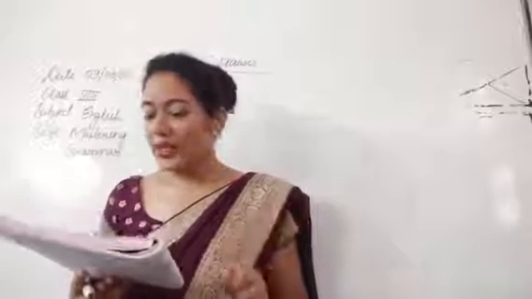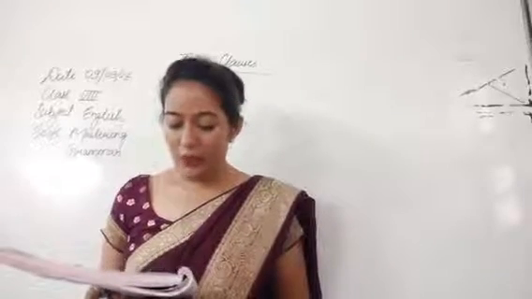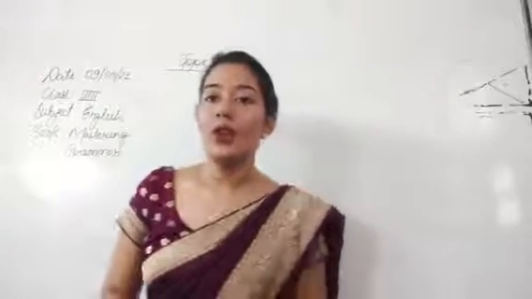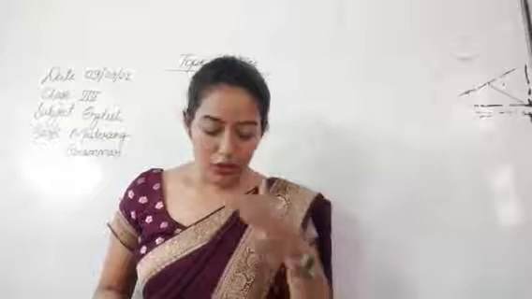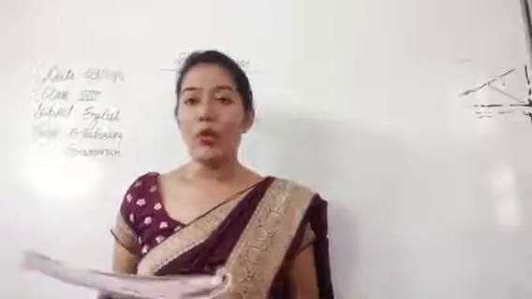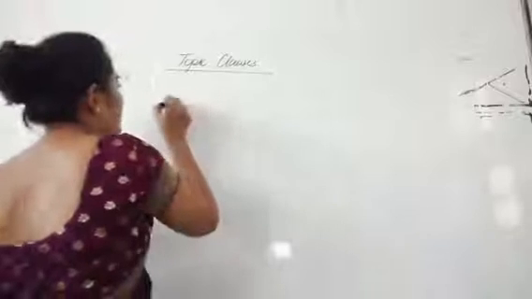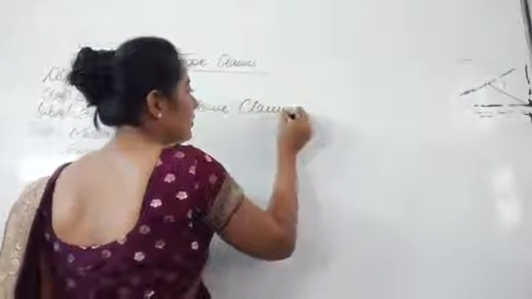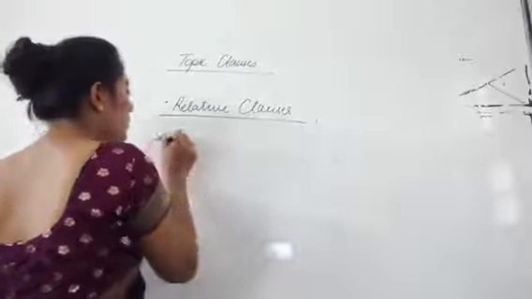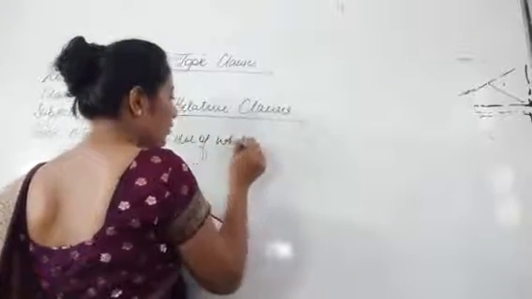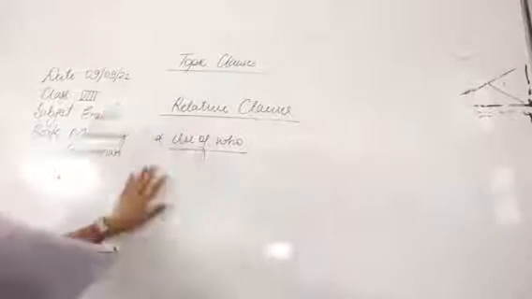Words like who, which, that are used to introduce it. It is often an adjective clause which describes a noun or pronoun. So, students, a relative clause can also be an adjective clause, okay, which describes a noun or a pronoun. Now, in relative clause, we have to first study the use of who. Okay. So, in this, the subheading is use of who.